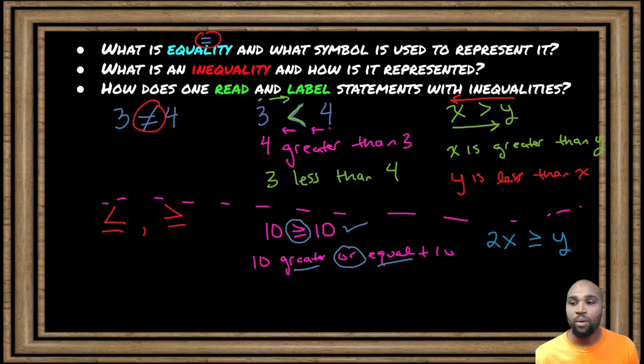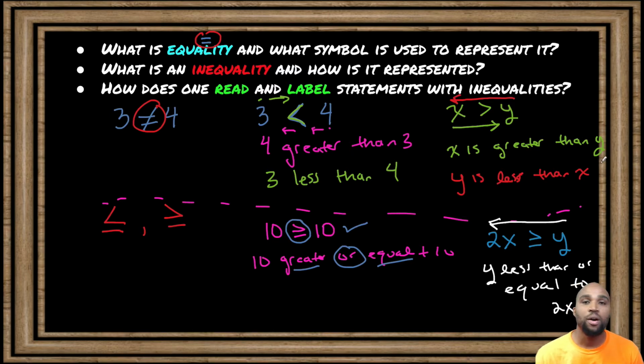And if I'm going to read it backwards, how would you read it? You try it this time. I'm going to go this way. Well, now I'm going to say y is less than, good, or equal to 2x. So y is less than or equal to 2x as we look backwards. And again, both statements are true. So that's how you're going to write, read, and label equalities or inequalities.